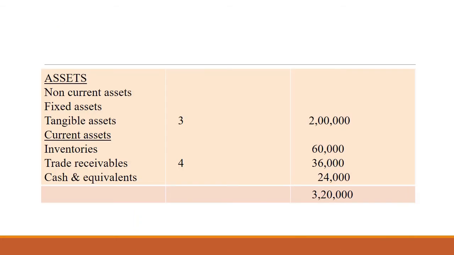And the second part, the assets part, that is non-current assets: fixed assets, tangible, with note number 3 is 2 lakh. Current assets include inventories 60,000, trade receivables with note number 4 36,000, and cash and cash equivalents 24,000. The total amounts to 3,20,000 as liabilities, and 3,20,000 is the total of assets also.